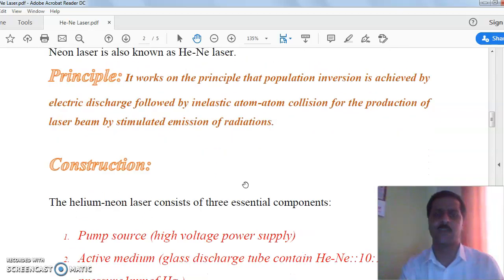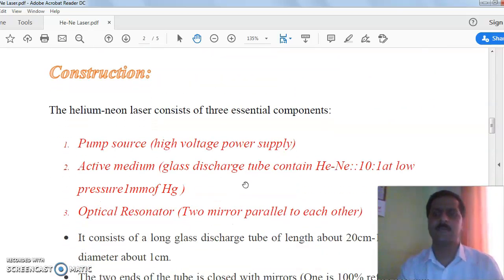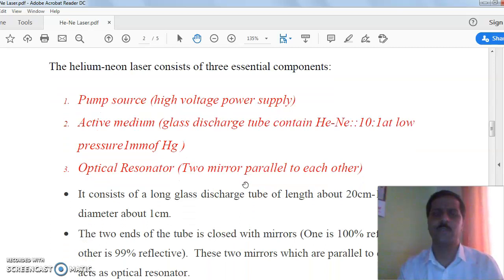Both are used. Come to the construction. The helium neon laser consists of 3 components. All lasers consist of 3 components, as we already discussed. So what are these 3 components here? First is the energy source, the pumping device. Here a high voltage power supply is used to produce the electric discharge.